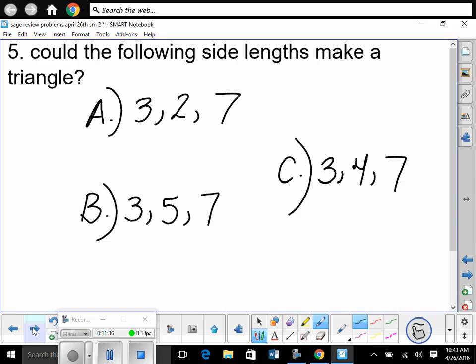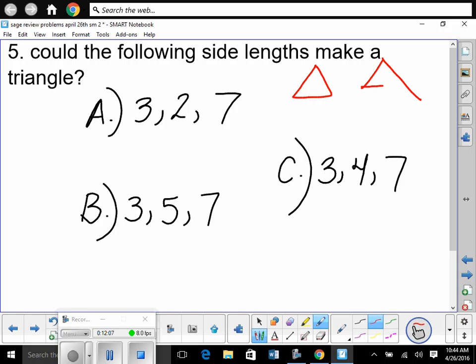So look up here. It says, could the following side lengths make a triangle? So remember, the rule is to make a perfect triangle where all the vertices match up perfectly, the sum of any 2 sides has to be larger than the third side, or this will happen. You'll have a short little leg and a long one, and then if this one isn't long enough, you see how we can't connect it?